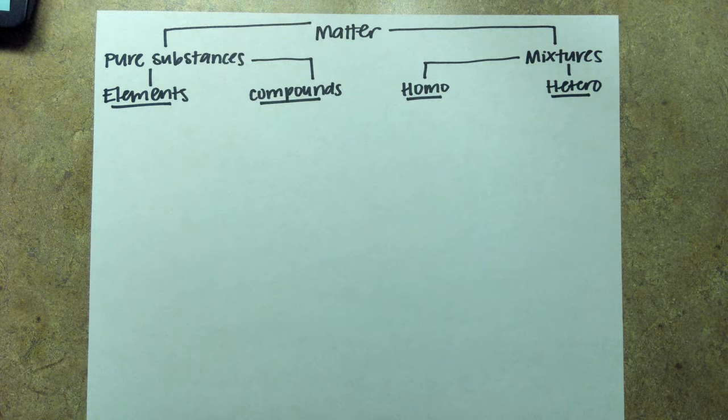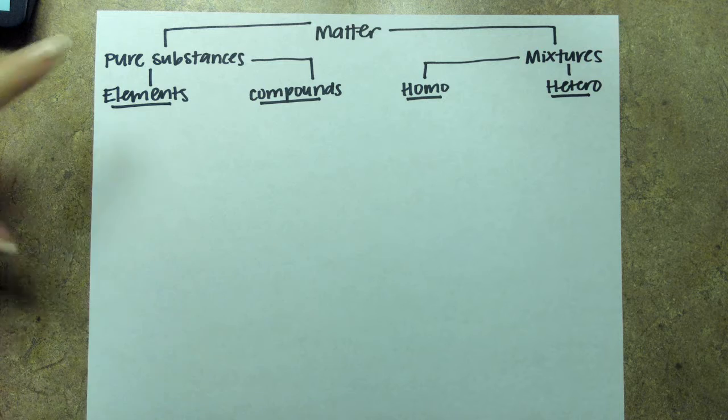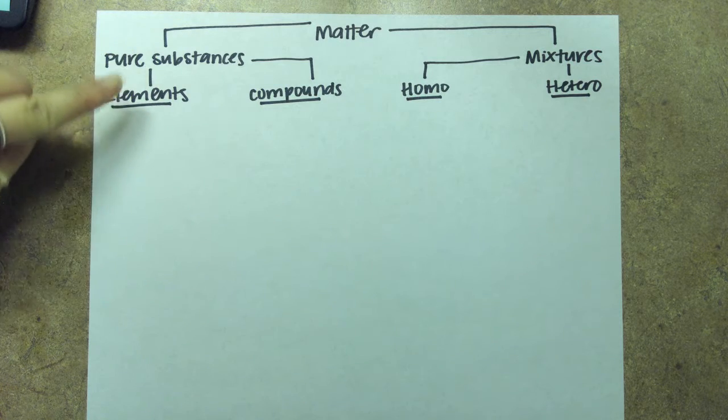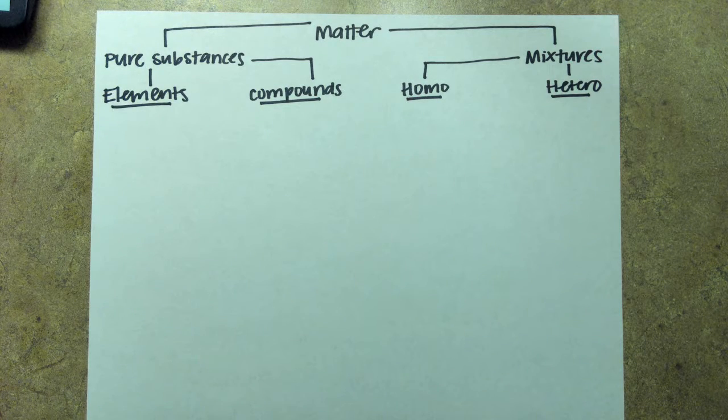And so we're going to take a closer look at pure substances first. When we look at a pure substance, I want us to remember that a pure substance is matter that can't be separated by physical means. And so when we look specifically at an element, it is a substance that also can't be chemically separated. And so anything on the periodic table is considered an element.